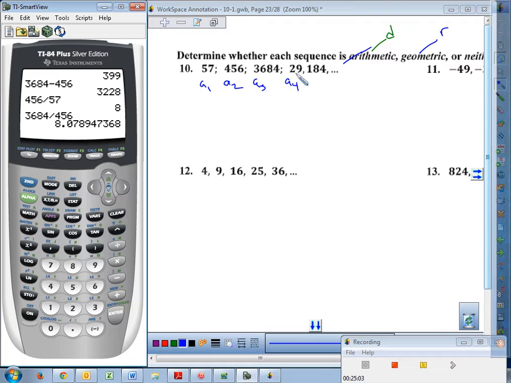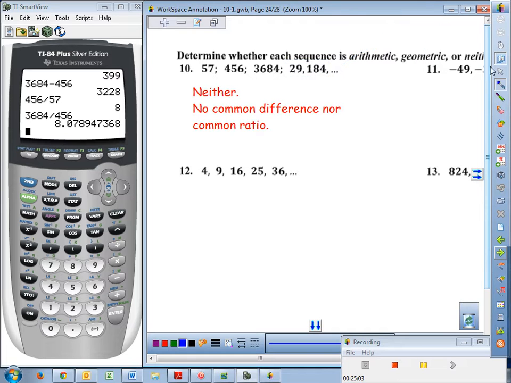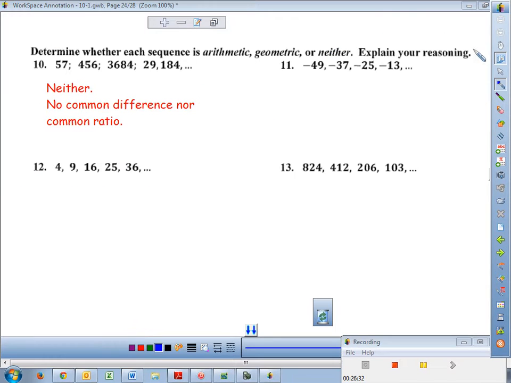Didn't happen. Be careful with this. Some people think that the next term is like 29, and then the term after that is 184. This is 29,184. You see how they tried to be nice and separate with semicolons here because this number has a comma in it. But this was not arithmetic because we didn't get a common difference, and it's not geometric. So what do we want to put? It was a neither, because there was no common difference nor a common ratio.